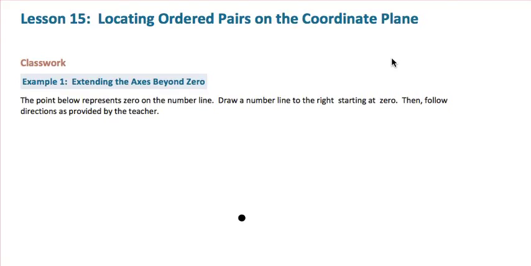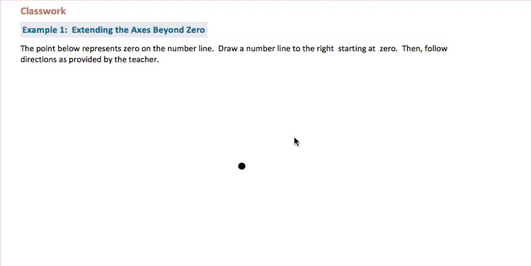Lesson 15, we're locating ordered pairs on the coordinate plane. And in this lesson, we're going to draw our own coordinate plane and talk about and number the scales for both the x and the y-axis. So the point represents 0 on the number line. We're going to draw a number line to the right, starting at 0, and to the left, and then we're going to draw our vertical as well.